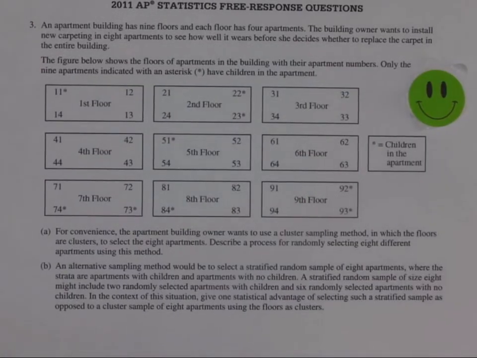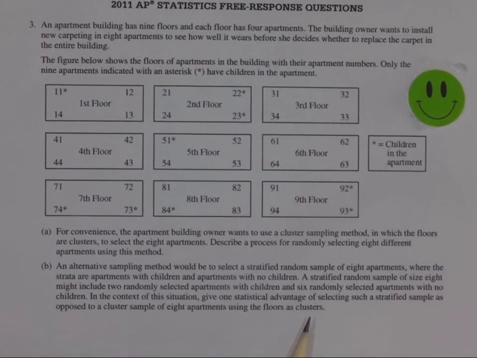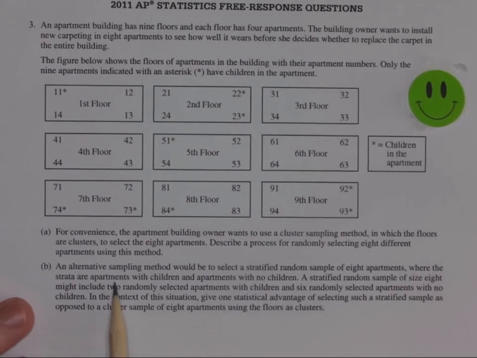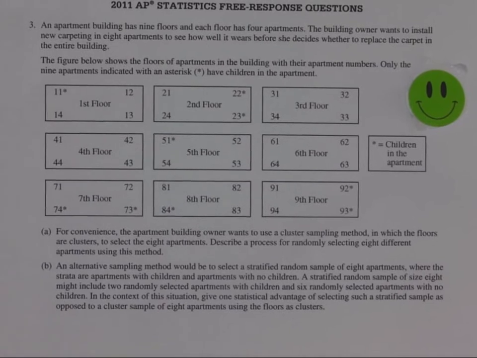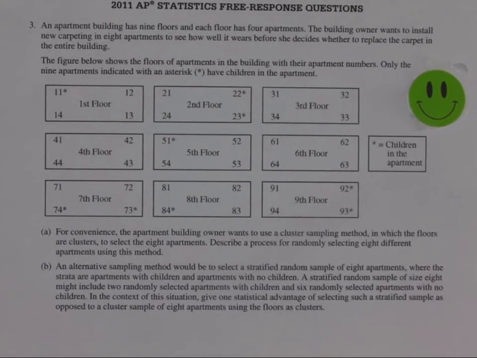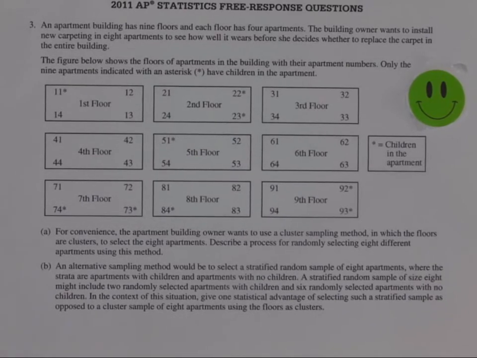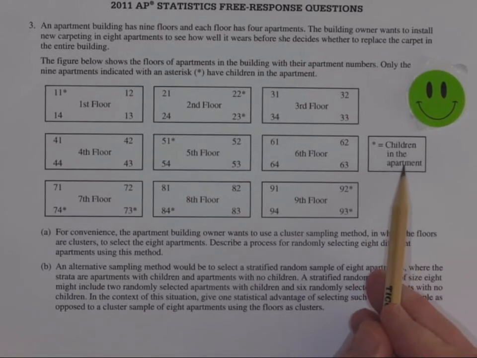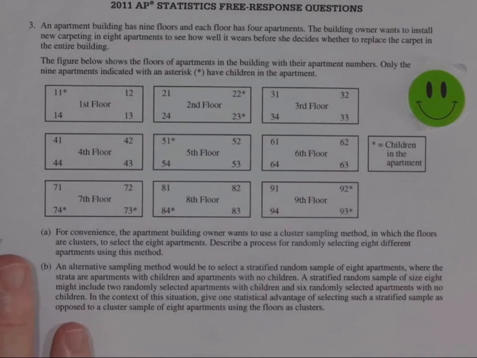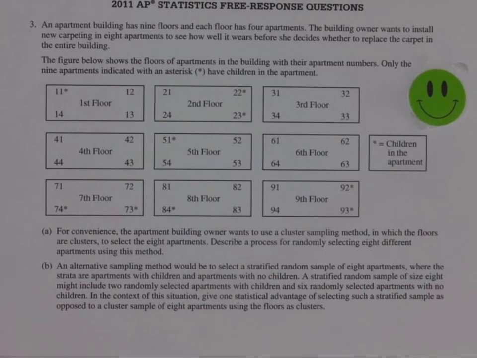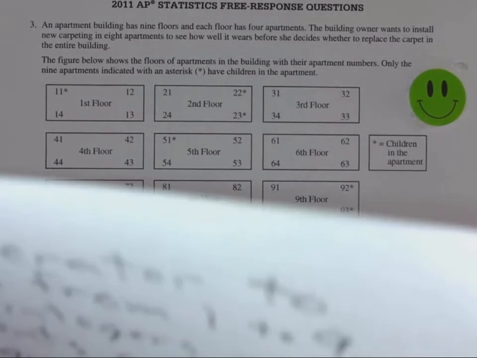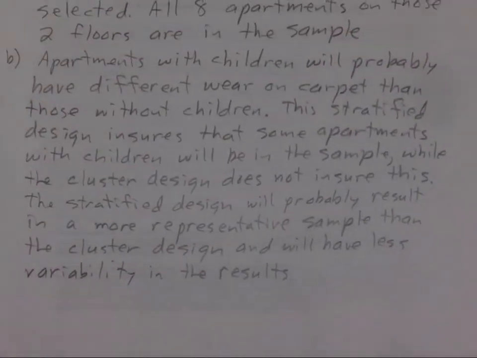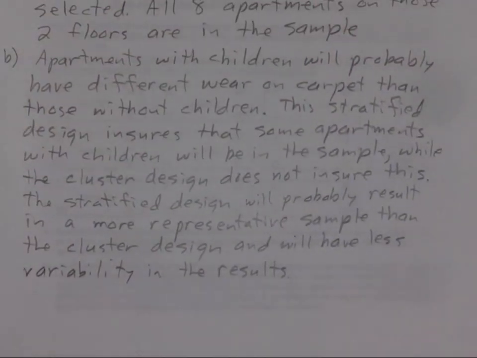And so then it talks about using stratified, where the strata are going to be apartments with children and apartments with no children. And I would think that would be a good thing to stratify on, because the reason you would stratify, you would create groups, is if you have reason to believe that those groups are going to be different in regards to whatever you're measuring. And I would certainly think children being in the apartment would have a differing effect on wear of the carpet. Okay, and so the advantage is, and here is the way I answer it. There are different ways you can answer this problem, but there are a couple of main things you have to say.